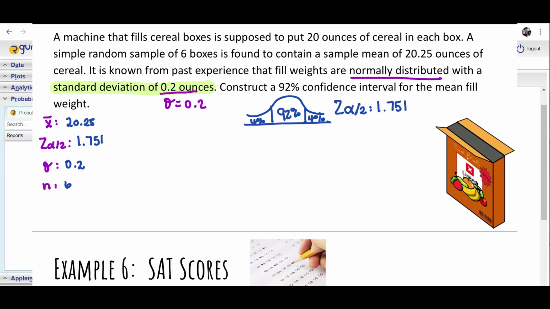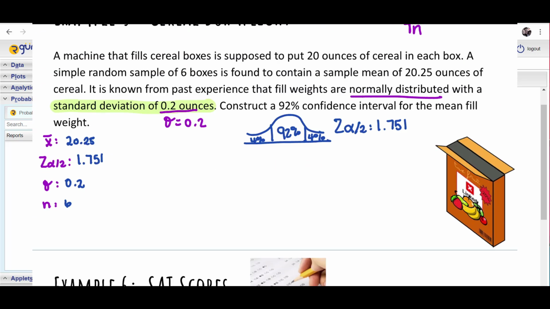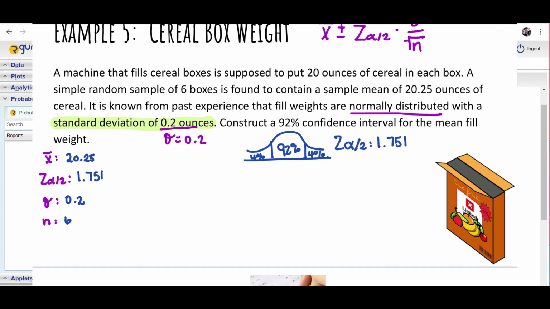So we're going to start off with our X bar, which is our point estimate, and we're going to add our margin of error, which again is our Z alpha over 2 times our standard error, which is sigma over square root of n. So we're just going to fill in the pieces here. So we're going to fill in the mean, which is 20.25, plus or minus Z alpha over 2, which is 1.751, times the standard error, which is 0.2 over the square root of 6.